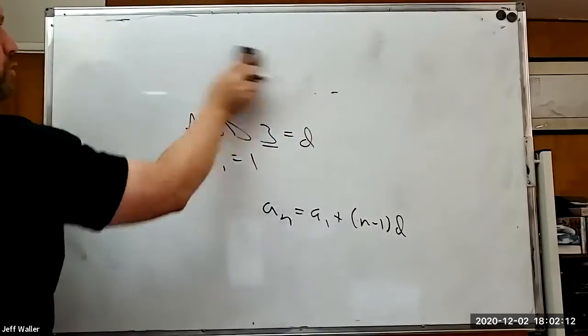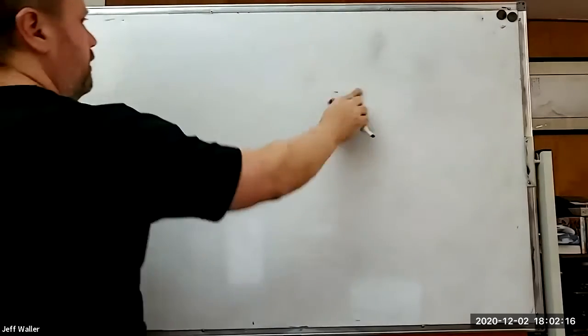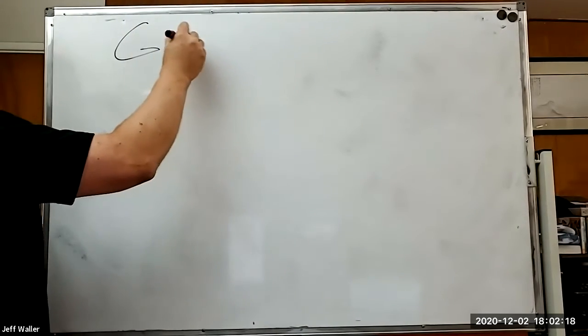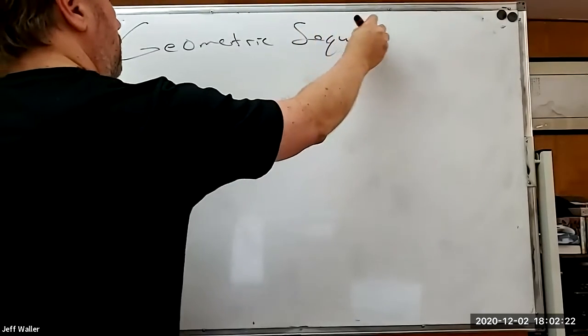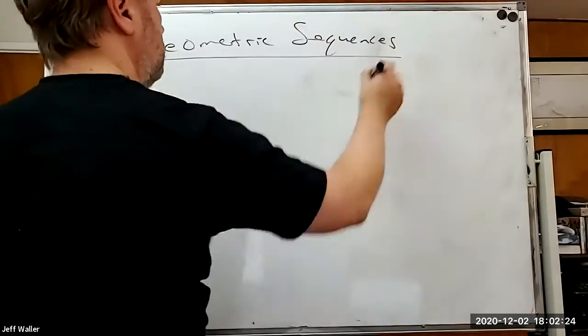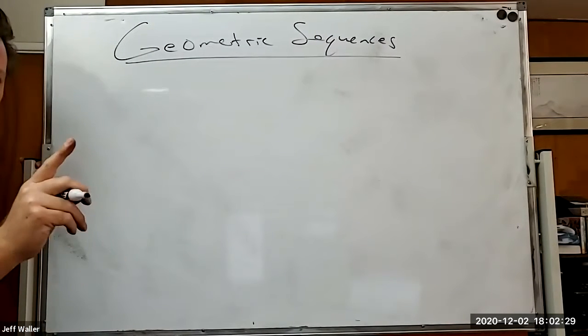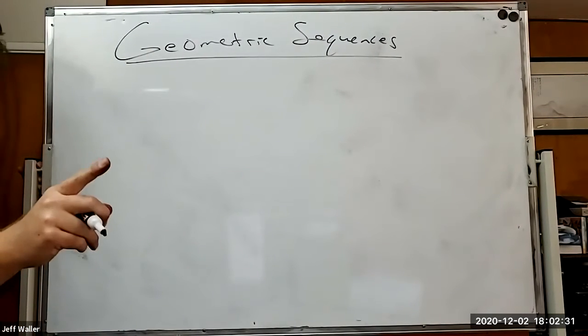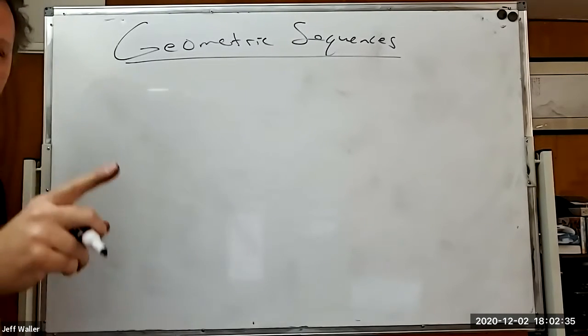So what do you think geometric sequences are going to be based on? The G gives nothing away, unfortunately. Arithmetic was addition. Geometric, there it is. Geometric is probably what? Subtraction? No, because subtraction is addition.